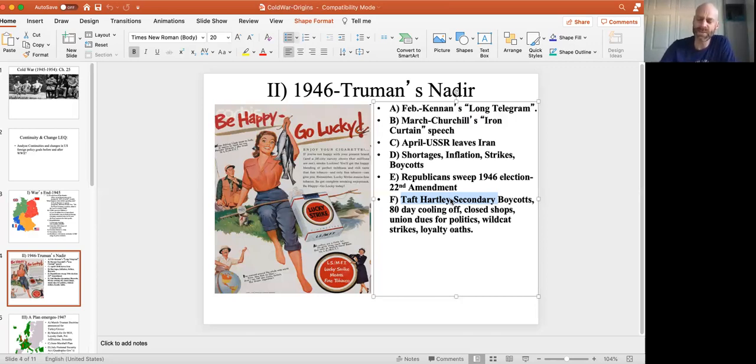A primary boycott is when you, the union, organize and you say, we don't like Walmart. Let's refuse to buy from Walmart, and all our workers will organize that. A secondary boycott is when you then boycott any business that does business with Walmart, right? All the toy manufacturers, the clothing manufacturers, you know, all that stuff.